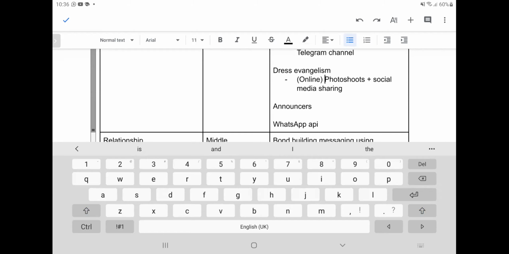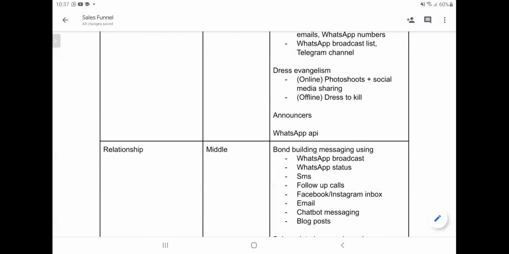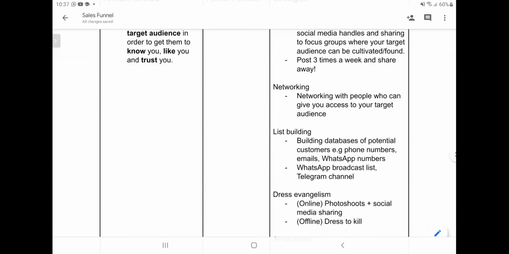So online, then, means... offline simply means you are dressing to kill. Online means dress to kill. I mean, and then you catwalk. There you go. These are examples of you implementing the approach phase of the arrow method.